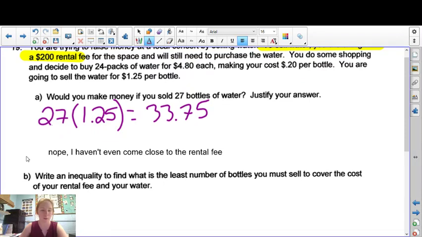Letter B says, write an inequality to find what is the least number of bottles you must sell to cover the cost of your rental fee and your water.